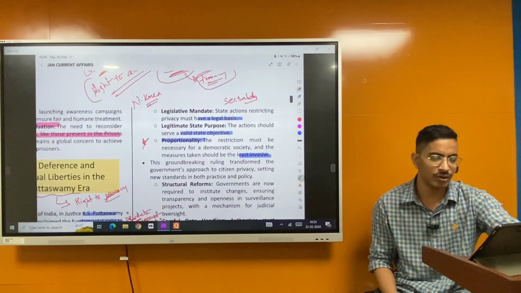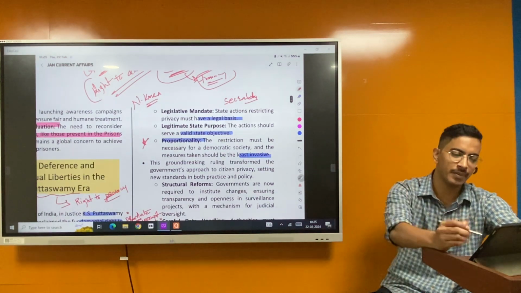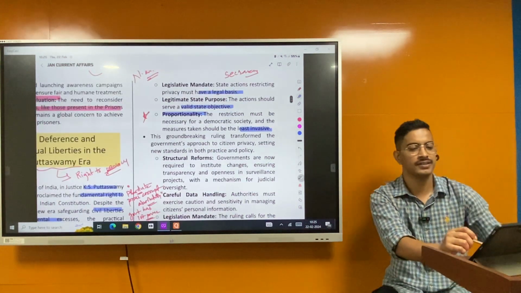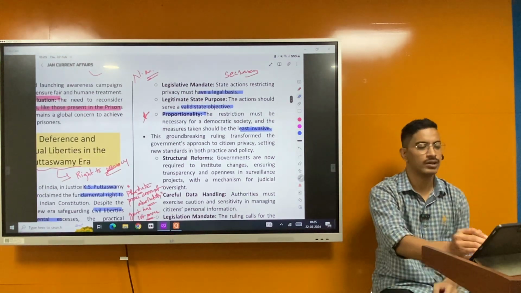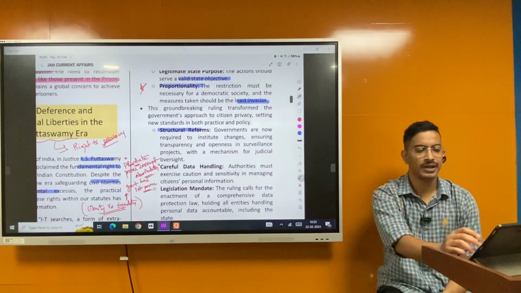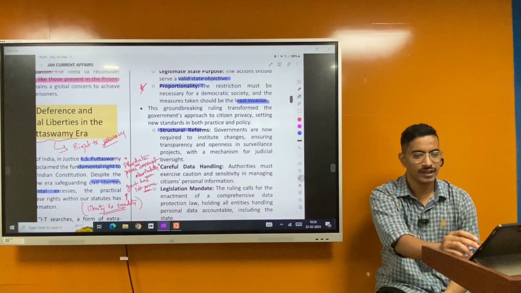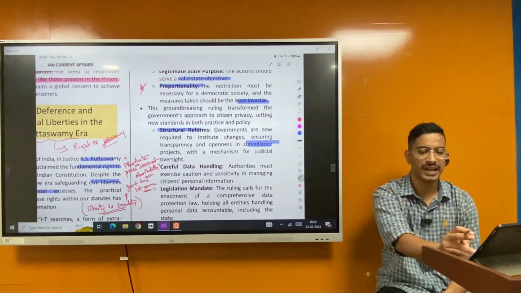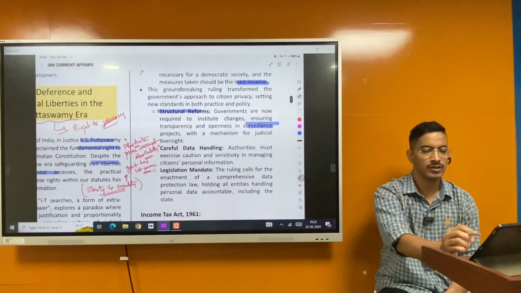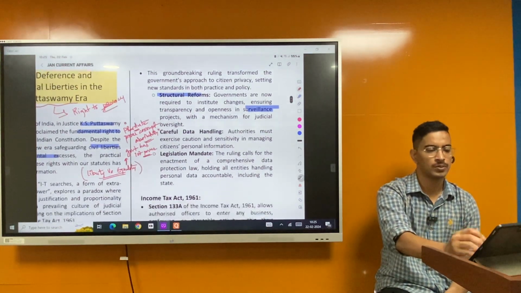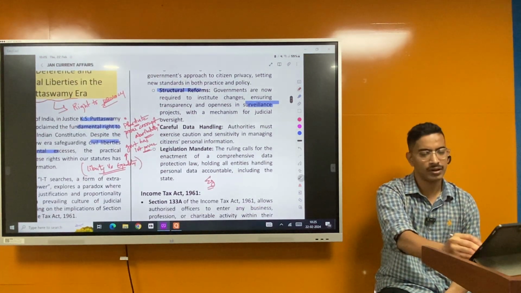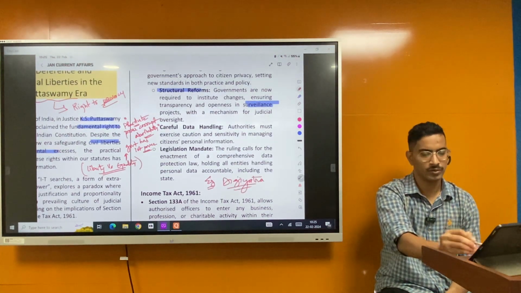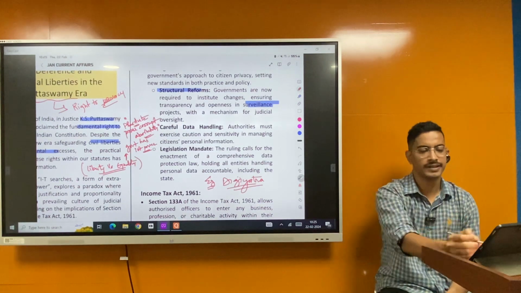This groundbreaking ruling transformed the government approach to citizens' privacy, setting new standards in both practice and policy. What are the structural reforms? Governments are now required to institute changes, ensuring transparency and openness in surveillance projects with a mechanism for judicial oversight. So, a recent example, just remember this also: Digi Yatra. These are the examples you can give.